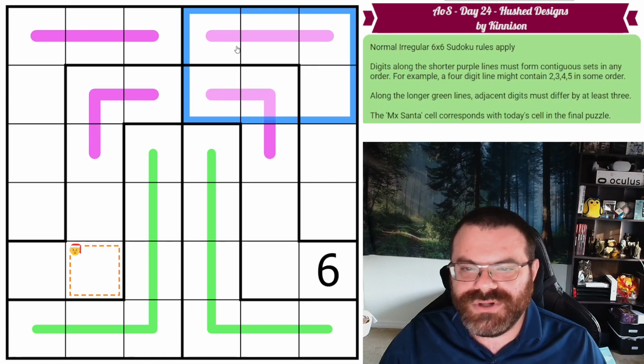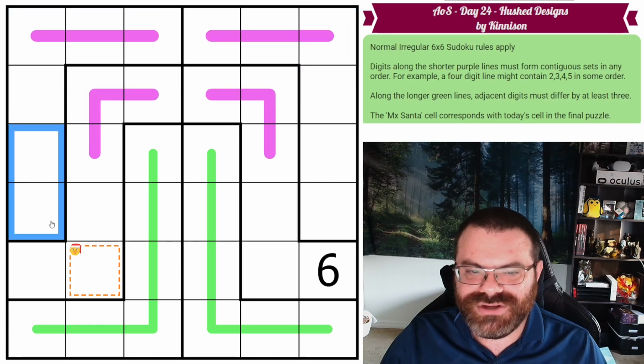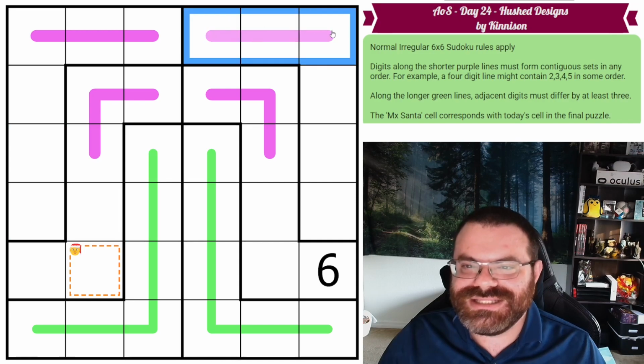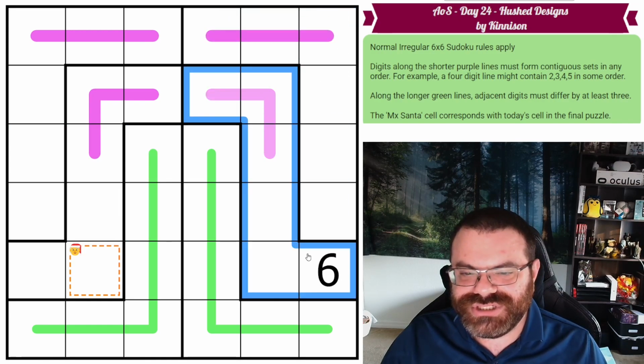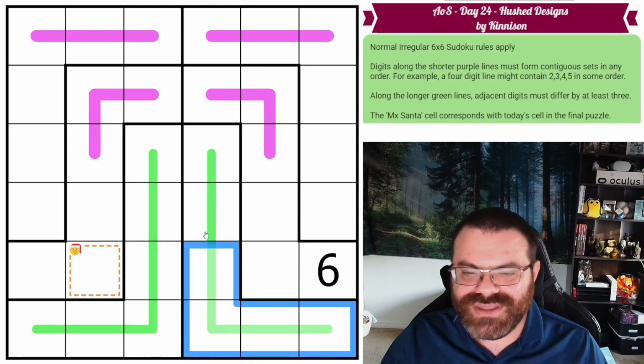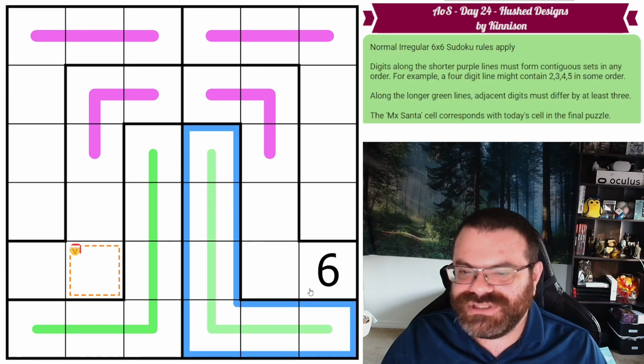So instead of our normal 2x3 boxes, that would be here, here, here, etc. Instead, we have irregular regions. And so this is a region, this is a region, this is a region, etc. that work just like boxes, except they're differently shaped.